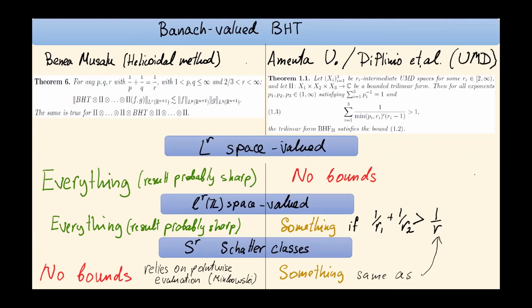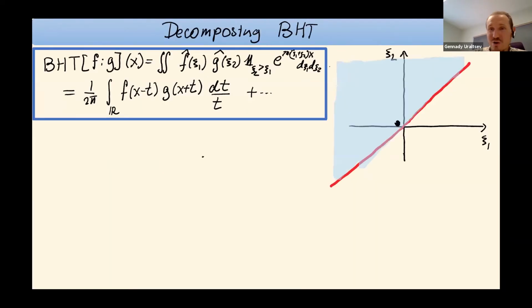So let me try to hand-wave a little bit about the technicalities involved in the bilinear Hilbert transform. Let's get back to the picture of what the bilinear Hilbert transform looks like. It can be expressed, as we said, either on the Fourier side as a characteristic function of this slanted half plane, or in terms of its kernel representation.